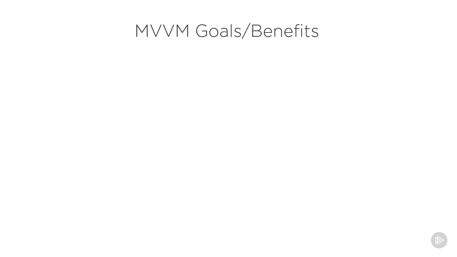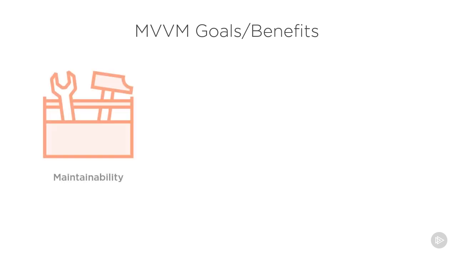Beyond achieving separation of concerns and the efficiency that you gain from having that, what are you really trying to gain by using the MVVM pattern? There are really three key things that flow out of applying MVVM. The first that I've already touched on is maintainability.